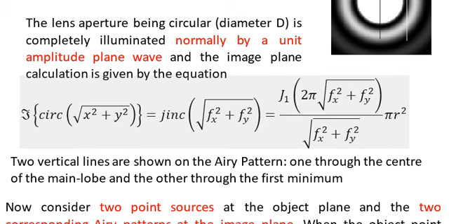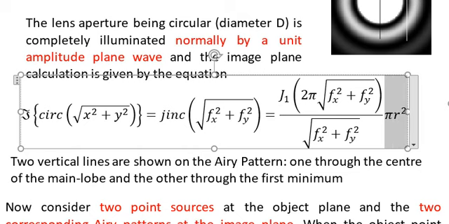So let me take the Fourier transform of the circ function defined in the Cartesian coordinates as the square root of x square plus y square. And you know that previously we have calculated that the Fourier transform of the circ function is a jinc function. So jinc of the square root of fx square plus fy square. Now this jinc function is related with the Bessel function of the first kind of order 1, as J1 of 2 pi times the square root of fx square plus fy square, divided by the square root of fx square plus fy square. So this pi r square should not be present over here.